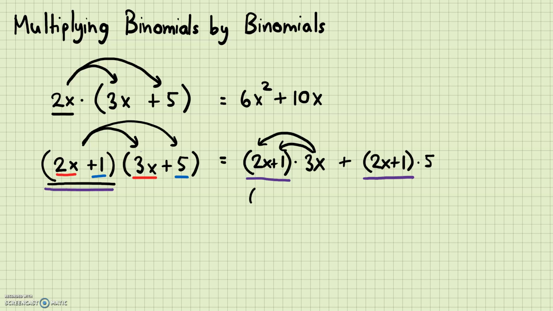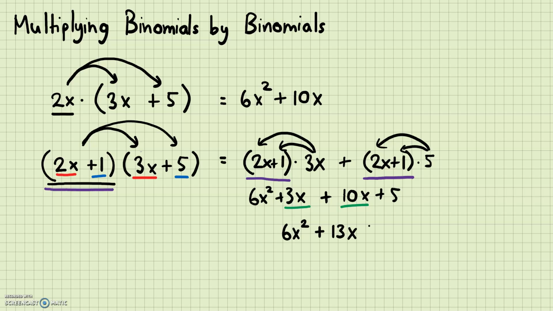Then from here, you'll use the distributive property again to simplify them. So this part would be 6x squared plus 3x, and this part is going to be 10x plus 5. You'll notice that there's a like term here. 3x and 10x are like terms, so you can combine them together. So your final answer would be 6x squared plus 13x plus 5.